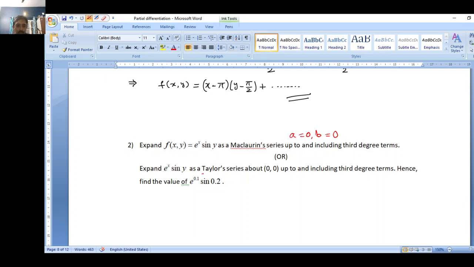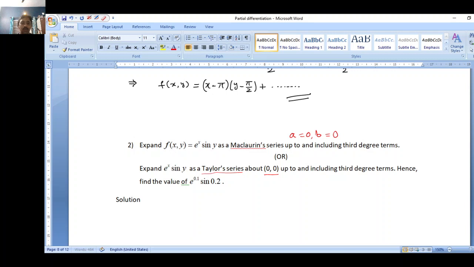Otherwise, you might be told to find the Taylor's expansion, and in such a case, you will be told to expand it about 0, 0. Okay? Of course, as you can see, the same question is asked in two different ways. And in the second question, there is another bit which is asked, so we'll worry about that towards the end of the solving of the problem.